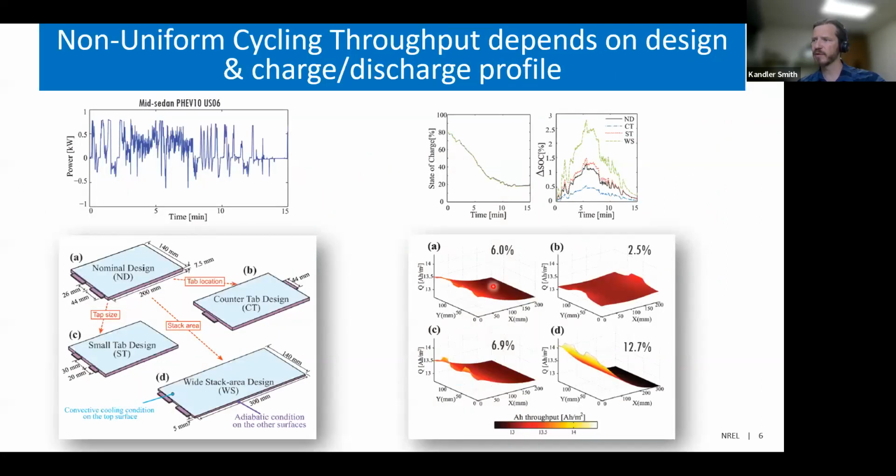An example of performance: if you're to design a pouch cell with these different dimensions and either tabs on the same side or tabs on opposite sides, you can see for one given PHEV type drive profile, the most uniform cell of these designs, this counter tab design, balances out the thermal and potential heterogeneities. It has only 2.5% difference in the amp hour throughput between different regions of the cell, versus the worst case cell, which has 12.5%.